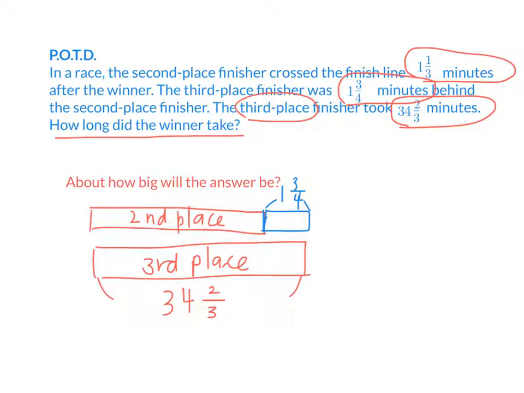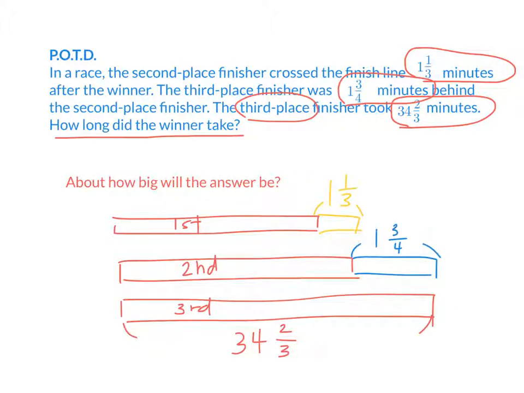Then there's a first place winner, isn't there? Let me move this down a little bit. Hang on one sec. This tape diagram shows that the third place winner took 34 2/3 minutes to run the entire race. Then it shows that the second place runner was 1 3/4 minutes faster than the third place winner. Then it shows that the first place winner was 1 1/3 minutes faster than the second place. Do you see how my end of the yellow piece lines up where the second place ends?